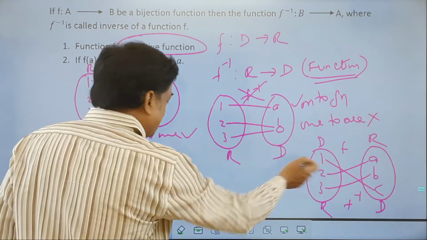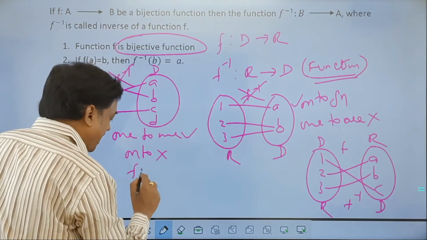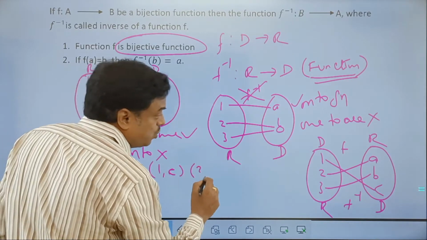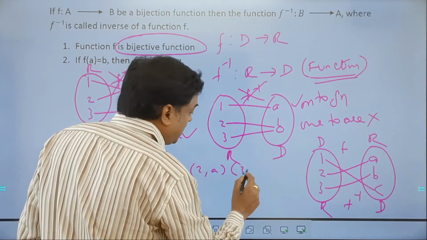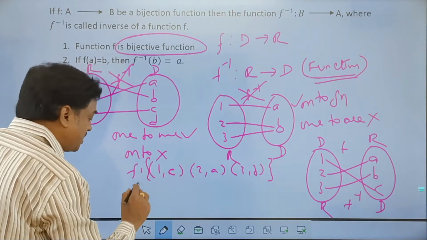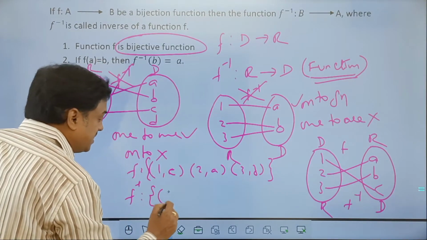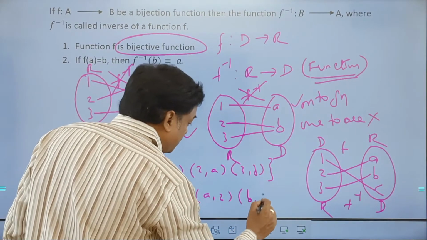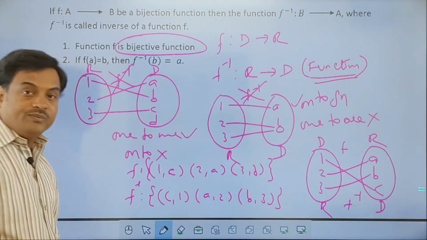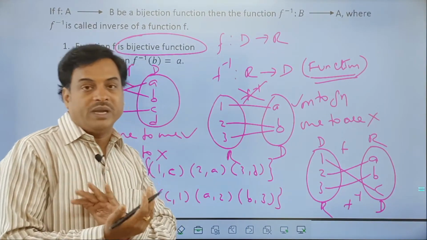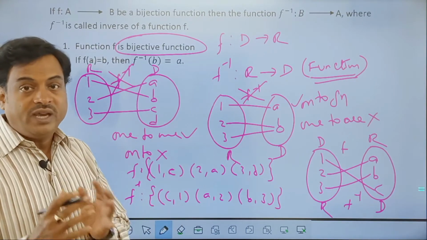Now while writing this, we'll write f as (1, C), (2, A) and (3, B) as ordered pairs, correct? Now the inverse of this will be (C, 1), (A, 2), (B, 3) as the inverse function. So what is an inverse function, friends? Domain becomes range, range becomes domain, is called an inverse of a function.